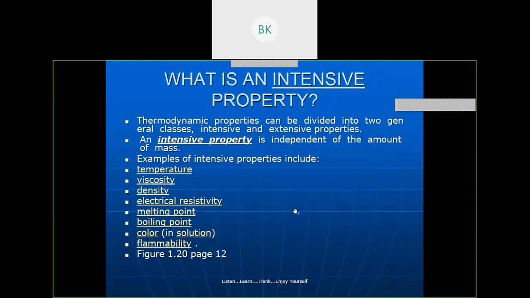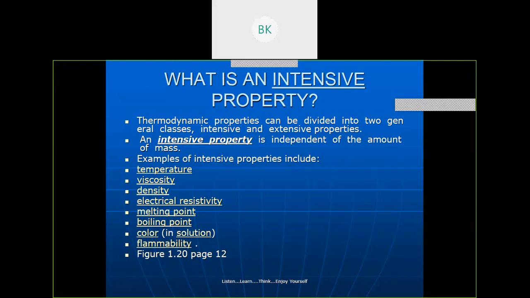अब एक्चुअली जो भी प्रॉपर्टीज की बात हम लोग कर रहे हैं, actually there are two types of properties. The first is intensive property and the second one is the extensive property. Now we'll try to understand what is the meaning of intensive and what is the meaning of extensive property. Now intensive property means what? It is independent of the amount of the mass.